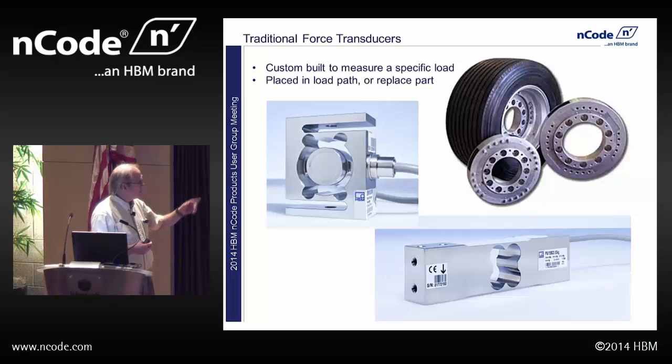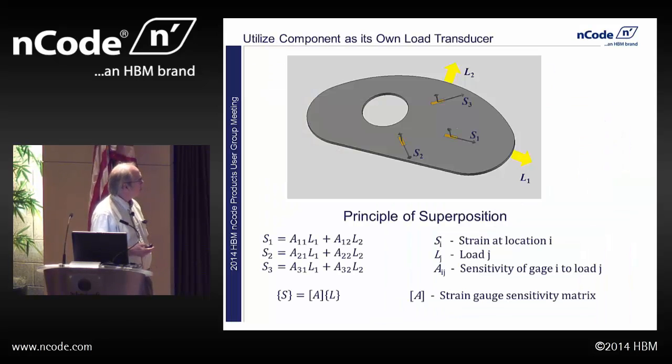Now, some of these we're fairly familiar with. If you go out on the table, these are some HBM sensors that we actually sell. A lot of times in road loads, you'll see force transducers used between the wheel and the hub. But we're not going to look at this. We're going to look at an approach where we take our own components and use strain gauge measurements to turn them into force transducers.